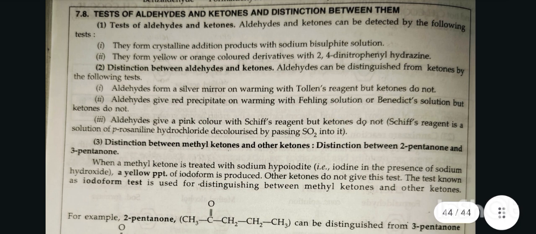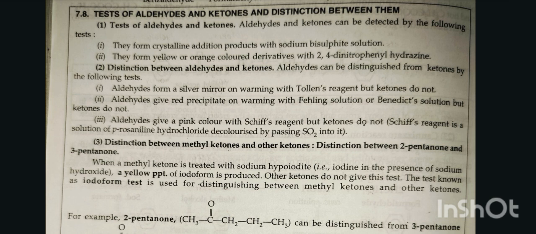Test for aldehyde and ketone and distinguish between them. First, test for aldehyde and ketone. Aldehyde and ketone can be detected by the following tests. First, they form crystalline addition products with sodium bisulfite solution. Second, they form yellow or orange colored derivatives with 2,4-dinitrophenylhydrazine.